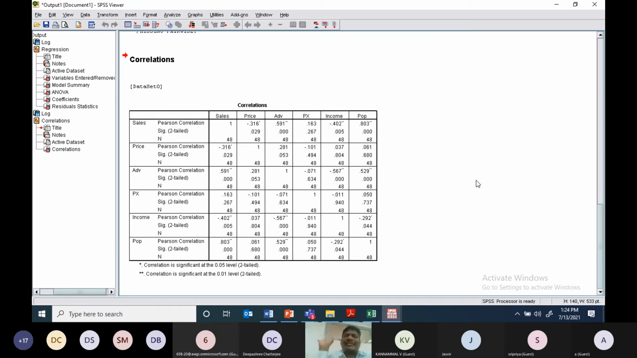Just go with moderate level. Don't go for high. If there is a high level of correlation with the magnitude, which I showed in the table, then it is a serious issue. If it is moderate, it is okay. Now let's say two variables, advertisement and population. This is okay, 0.529. 52% is acceptable, madam. Moderate. Okay.